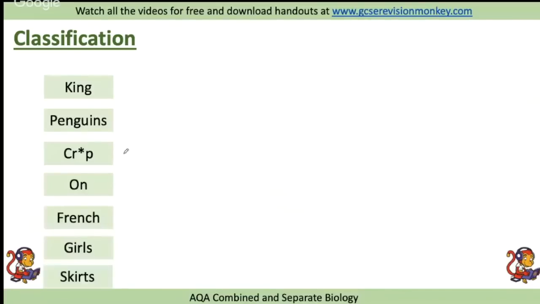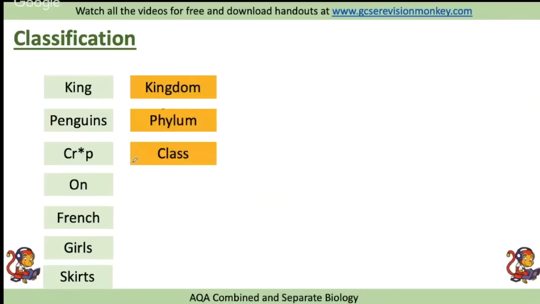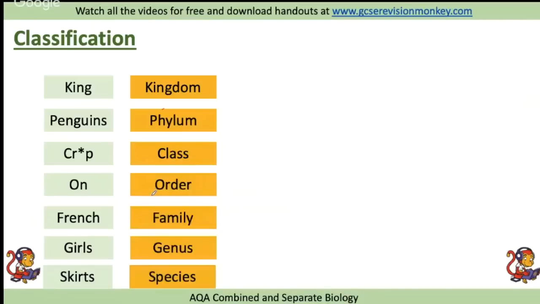So classification. Here's a little bit of a rude rhyme to help you remember classification. King penguins crap on French girls' skirts. Okay, so that mnemonic there will help you remember how we classify animals, and plants and fungi and everything else. King stands for kingdom, P for phylum, C for class, order, family, genus, species.